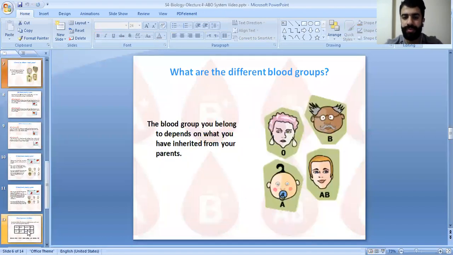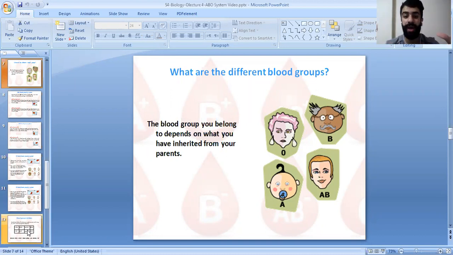We're going to know. So the blood group that you have is inherited from your parents. For example, my blood group is A, maybe I inherited this from my mom or from my dad. So it's related to something called genetics.